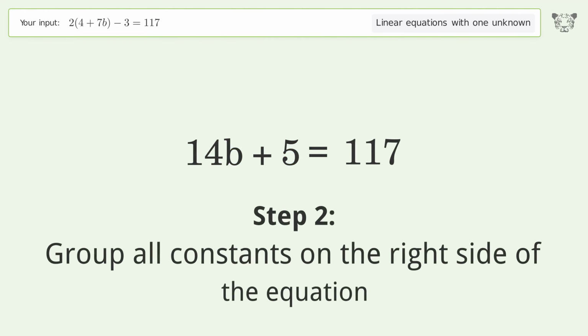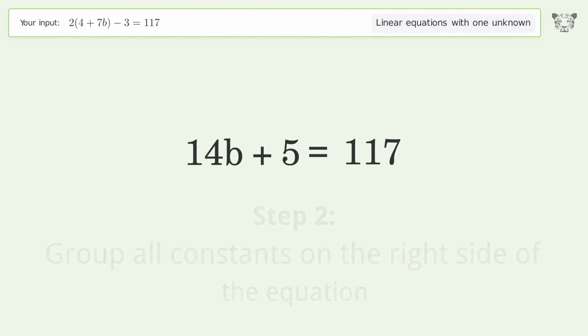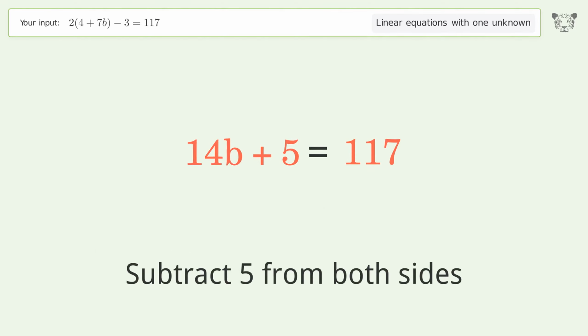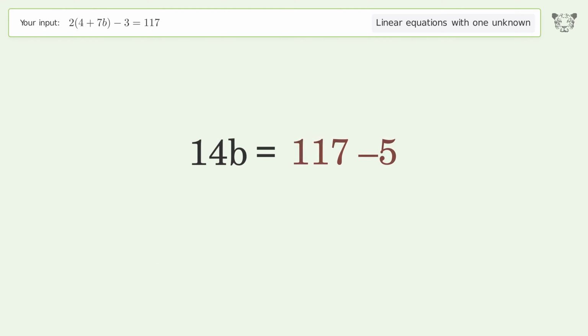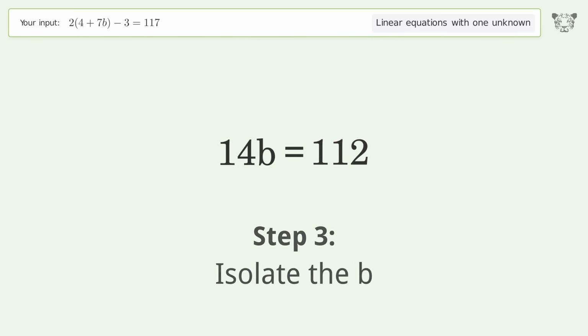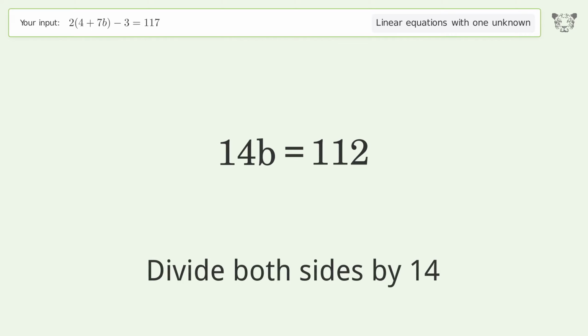Group all constants on the right side of the equation. Subtract 5 from both sides. Simplify the arithmetic. Isolate the b. Divide both sides by 14.